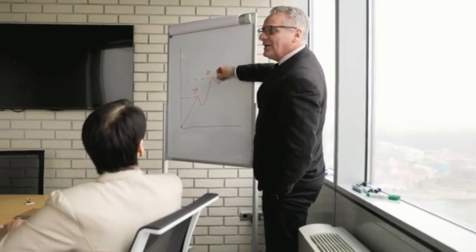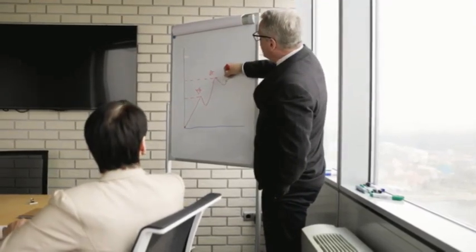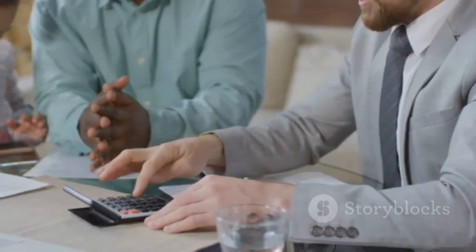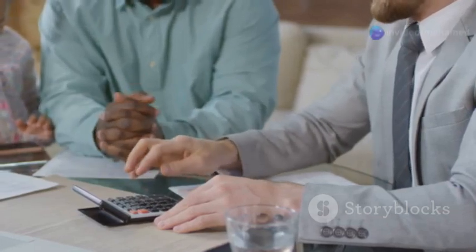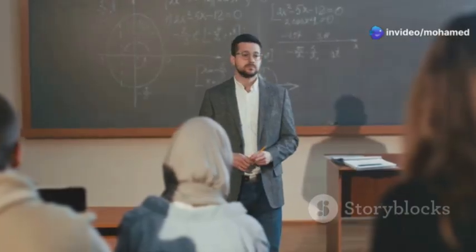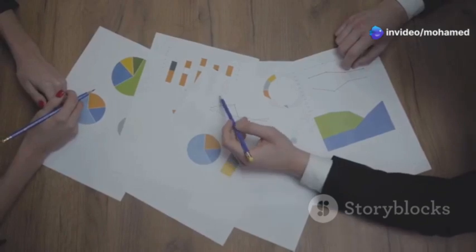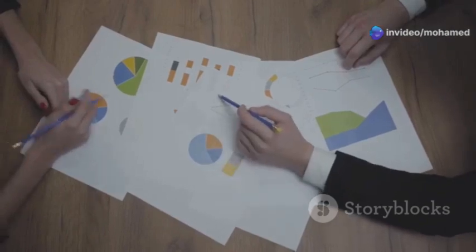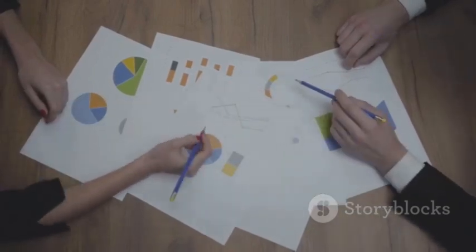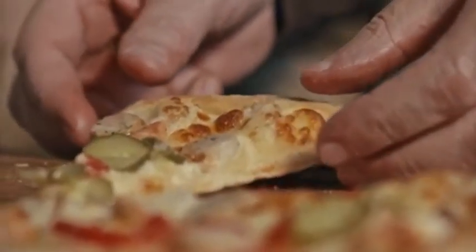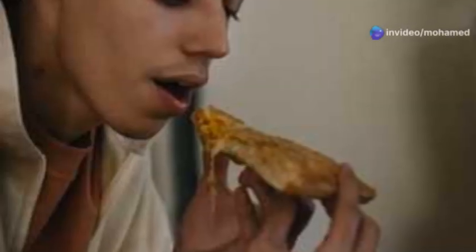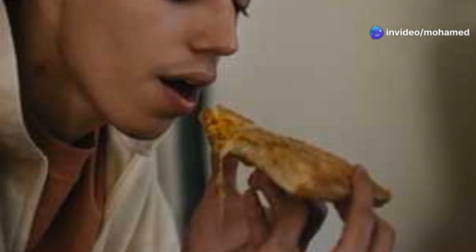Section 5. Thinking like an economist. Marginal analysis. Economists use a specific way of thinking to analyze choices. This is called marginal analysis. Marginal analysis involves comparing the additional benefits of a choice to the additional costs. For example, imagine you are trying to decide whether to eat one more slice of pizza. The marginal benefit is the additional enjoyment you would get from eating that slice.